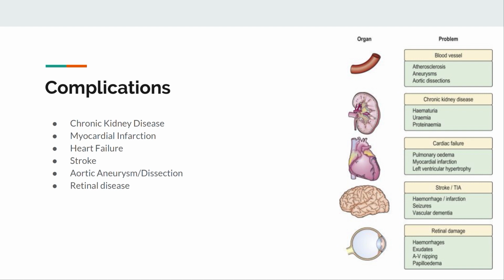Complications of high blood pressure. Chronic kidney disease is a really important one with a high mortality and morbidity rate, especially for rural and remote areas and Aboriginal and Torres Strait Islander groups. Heart attack, heart failure, stroke, aneurysm disease, and retinal disease.